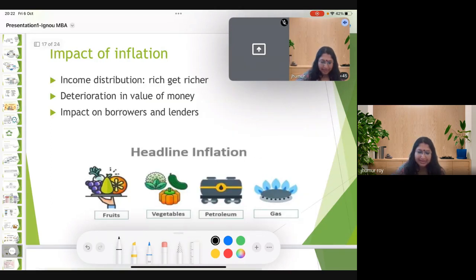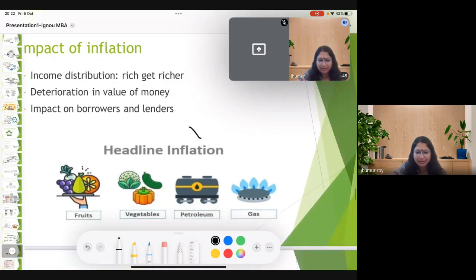Next, we come to what is the impact of inflation. The first major impact is that it affects different people differently. Some people are very happy with inflation. For example, a producer will be very happy with inflation because now he's able to sell his goods for a higher price. What about salaried people? What do you think is going to happen for salaried people? Is inflation good for them or bad for them?